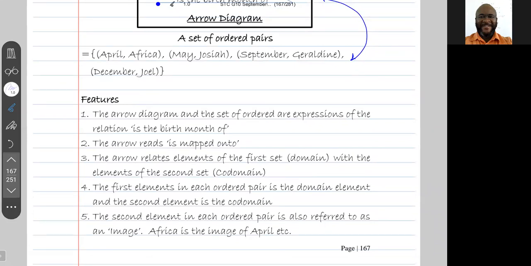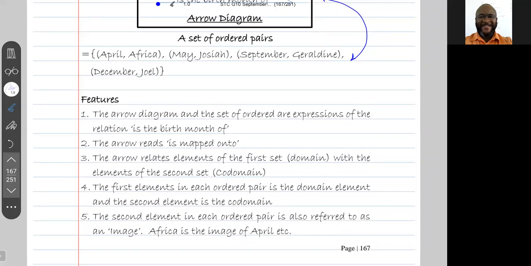Excuse me, sir. Go ahead. Sir, for the second circle, the codomain, isn't it supposed to be called the range? It's called a range under a particular circumstance. So you will come across it. But the more general name for it is the codomain. You good?